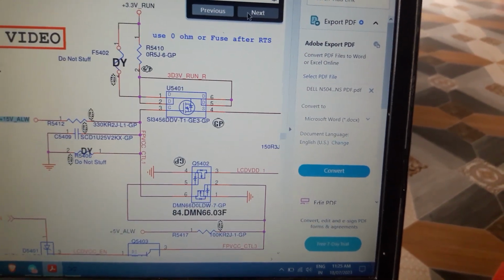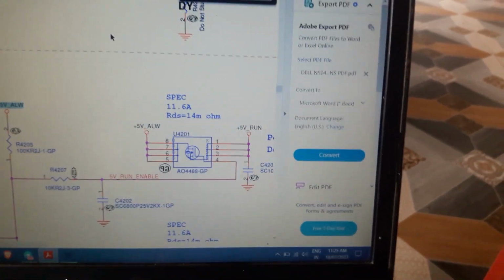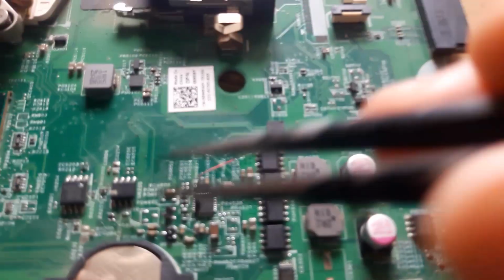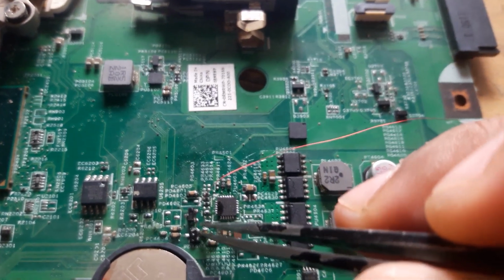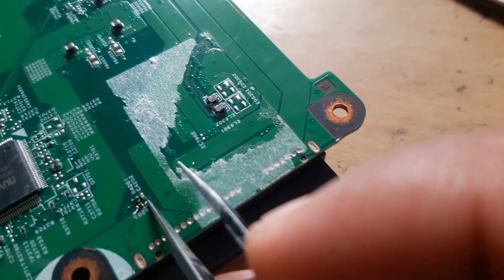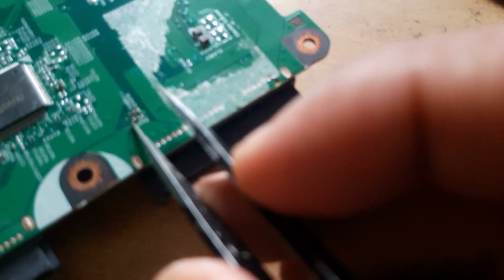Let me show you where, to this resistor, as you can see. These are the two diodes which I mentioned. This is the first diode. At the output of this I was getting 10 volt, so I made a jumper from that to that resistor, R4205. As you can see, I have shifted that resistor, and after shifting I made a jumper.